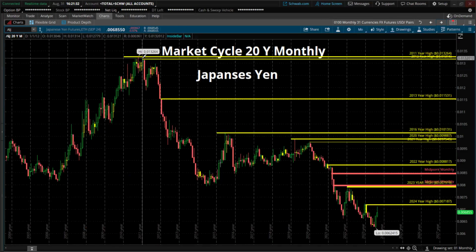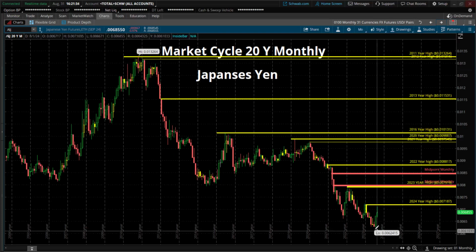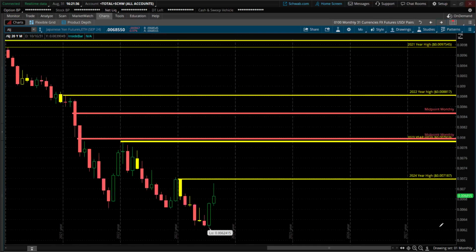Japanese yen, here's the high for the past 20 years. This year made the low for the past 20 years. And we haven't taken out the high of the year yet. That's right there.